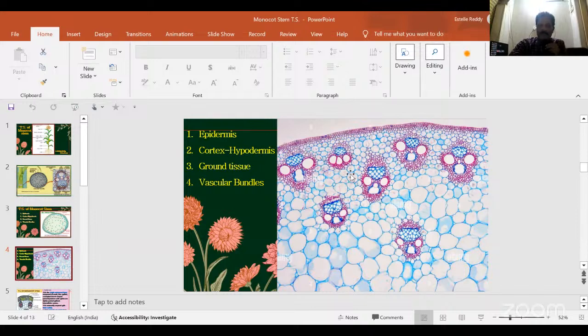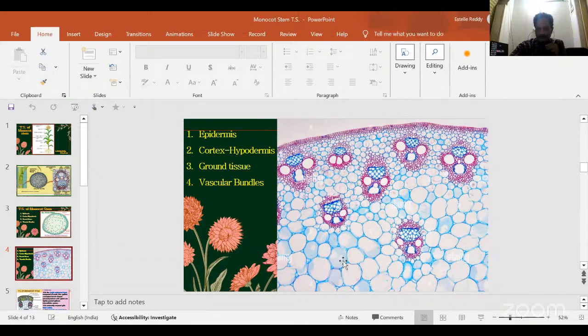And the next part is large. It occupies a large parenchymatous tissue, the central column. These are cells of different sizes and different shapes. This is normal parenchymatous tissue. This is called ground tissue. This is the third part of monocot stem. Ground tissue is simple parenchymatous tissue. Cells are in different sizes and shapes, loosely packed with small intercellular spaces. Generally, it stores food materials and water.